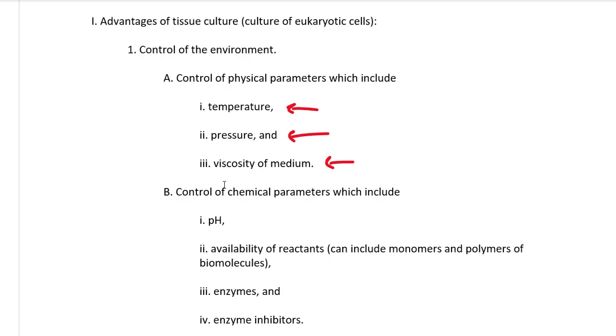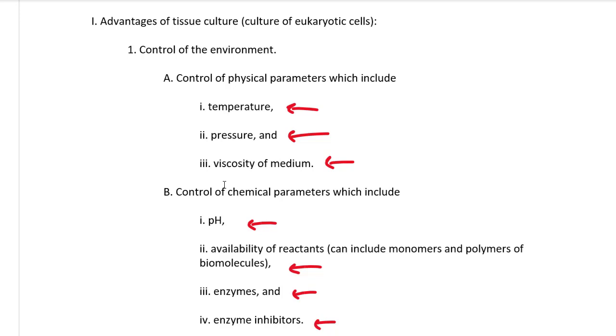Now we can also control the chemical parameters very easily. We can control the pH, availability of reactants, which can include monomers and polymers and biomolecules. So this would include stuff like amino acids and nucleotides, sugars, etc., right? Or any other cofactor that you wish to control its concentration in the medium. Enzymes. So you can control the level of enzymes, and enzyme inhibitors. You can add enzyme inhibitors.